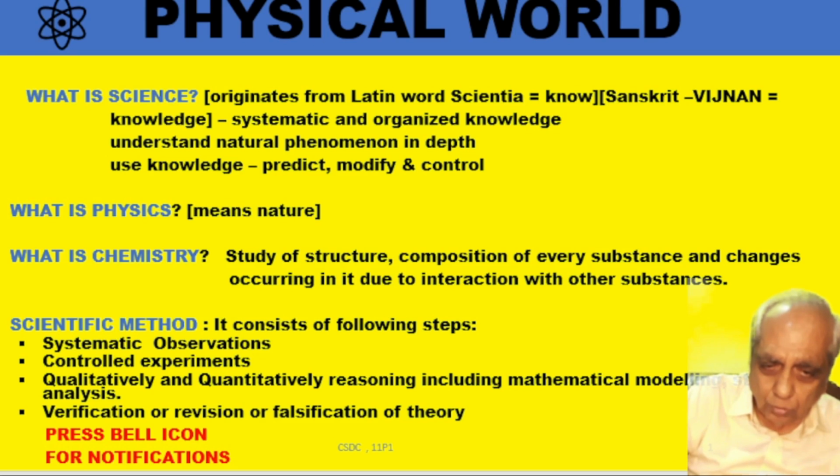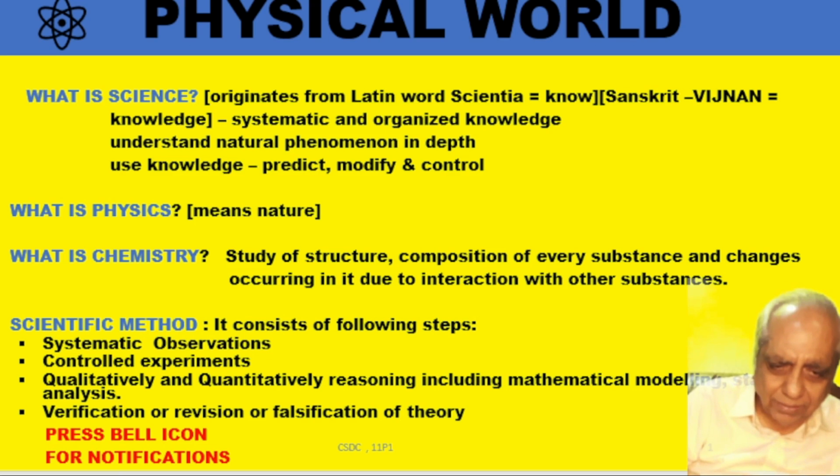As I told you, we should collect this knowledge in a systematic manner. That systematic manner is called the scientific method. So what is the scientific method? The scientific method has been broken into 4 steps. First is systematic observations. You should observe what is happening in nature in a very systematic manner and note it down so that the data that you collect is correct and accurate.